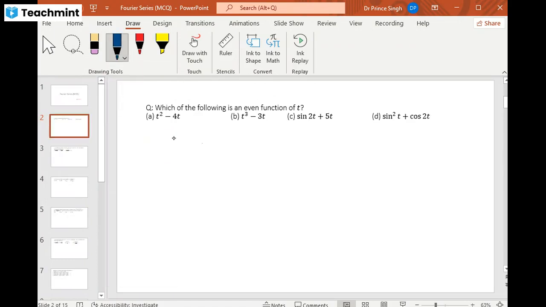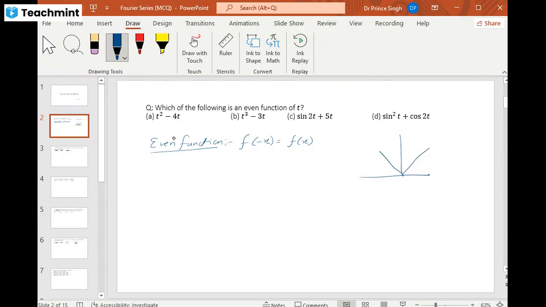So what is the definition of an even function? A function is said to be even if f of minus x is equal to f of x. If your function is f of x, and if we replace x with minus x, it is again equal to the function itself, then we say that the function is an even function. Or we can say that if we draw the graph of the function and it is symmetric about the ordinate axis, then the function is an even function.